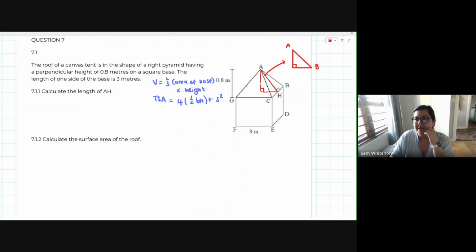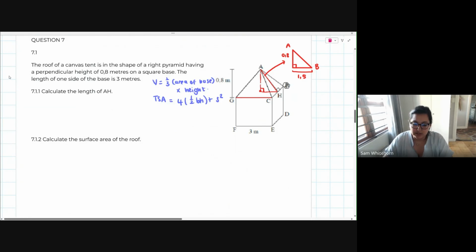We know that the height is 0.8 meters, and we were told that this whole side length is 3 meters. Now, because this is a square-based pyramid, and from the apex down to the base the perpendicular height is a right angle, it's also sitting smack bang in the middle of that square. And so what that means is that this length from the middle to B is half of 3 meters, so 1.5 meters. So we do have enough information to calculate the length of AH.